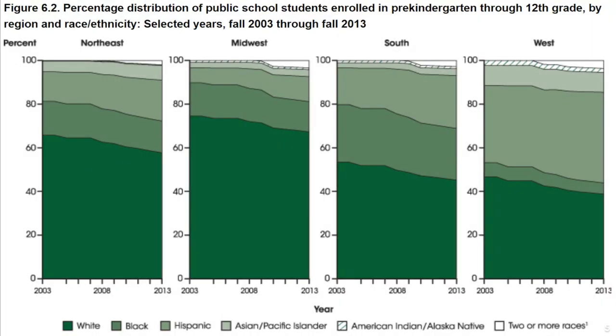Let's look at this graph, also from the National Center for Education Statistics, on race and ethnicity of U.S. public school students from 2003 to 2013. Take a moment to look at the key at the bottom. Notice that the x-axes are year and the y-axes are percent. Reading from the bottom up, the dark green represents students categorized as white. The next color green is students categorized as Black, and so on up to 100%.